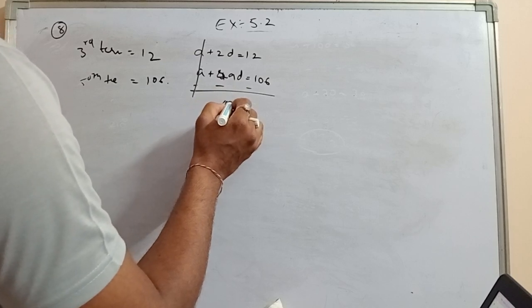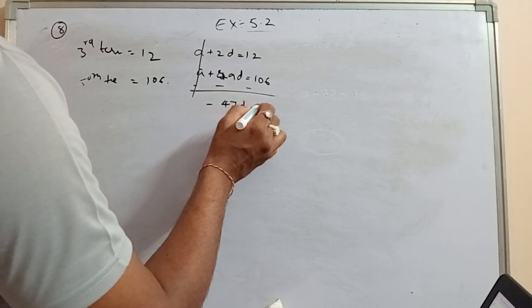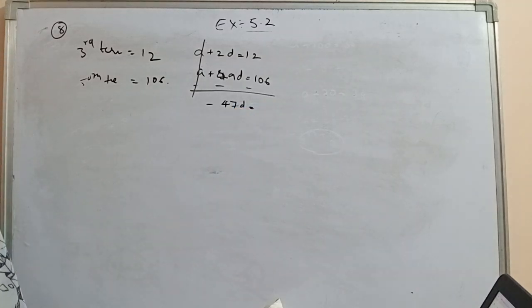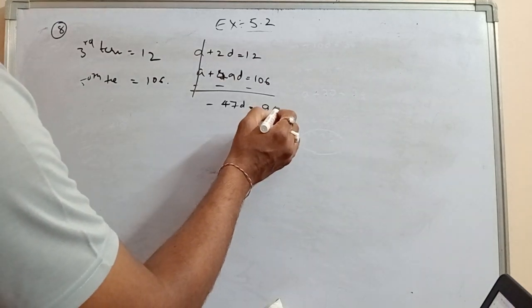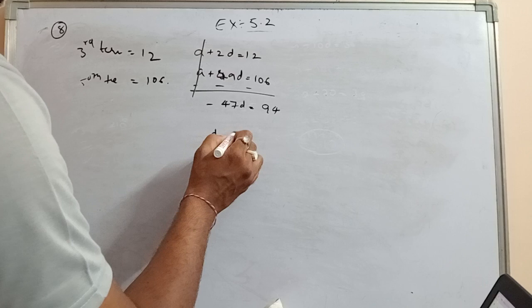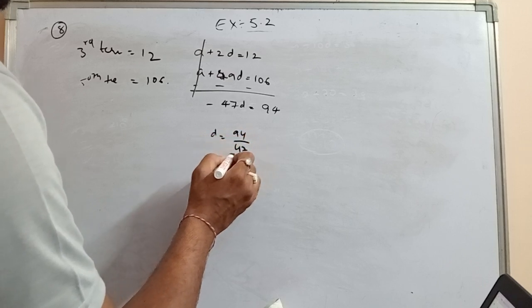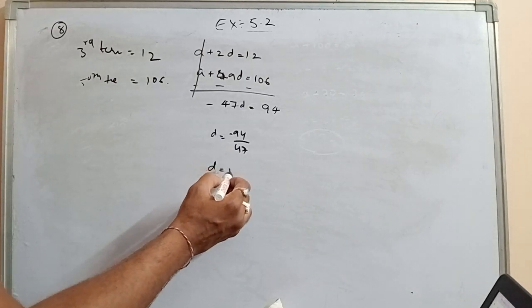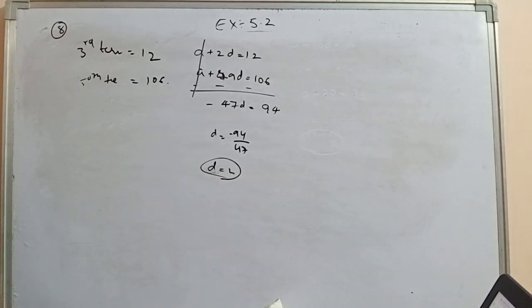Subtracting, minus 47d equals minus 94. So d will be 94 by 47, which is 2. D will be 2.